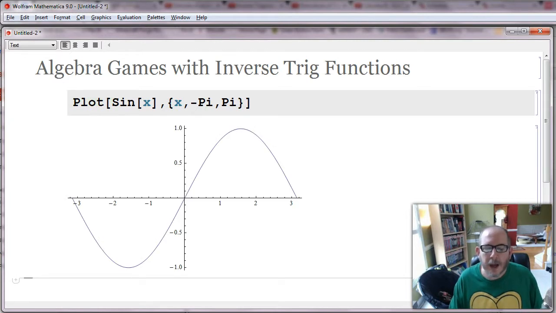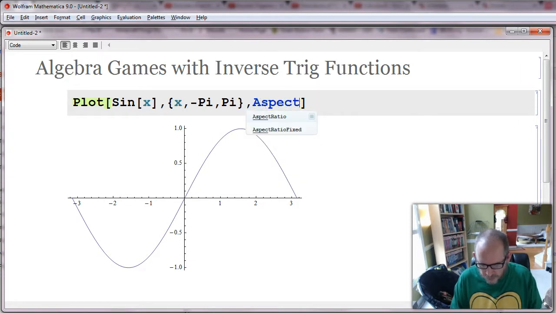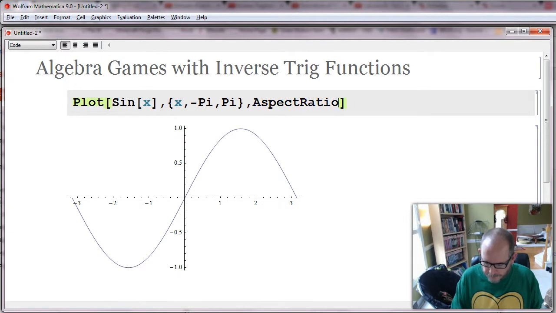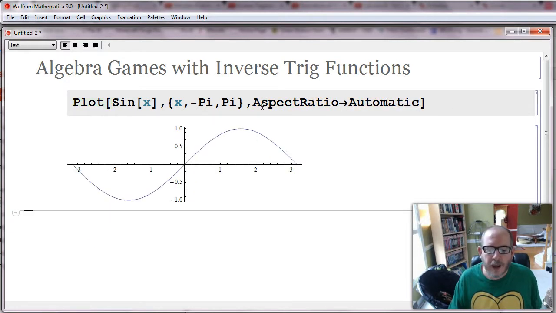There we go. Now I actually want the graph to be sized so the aspect ratio is true. It's automatic, and then it will. So now, if you look, the range from minus pi to pi is a good deal longer than the range from minus 1 to 1. Now let's remind ourselves what arcsine looks like.